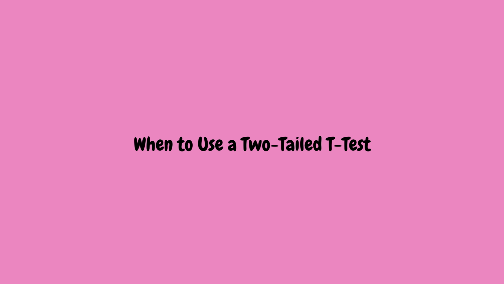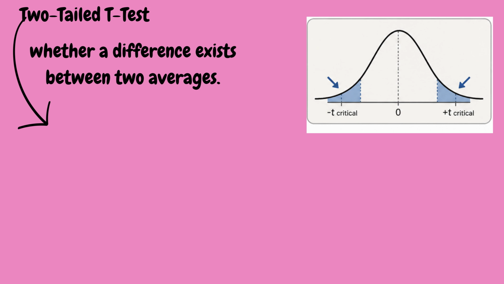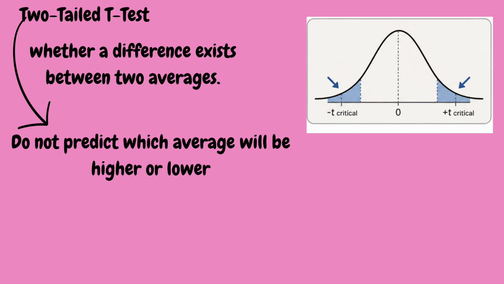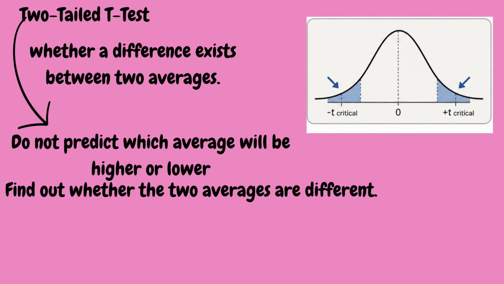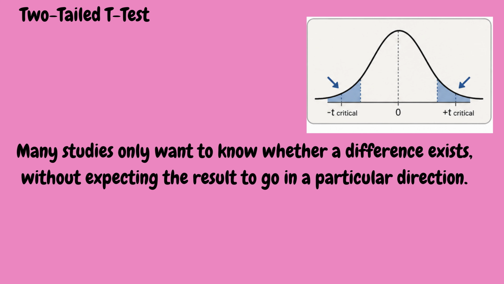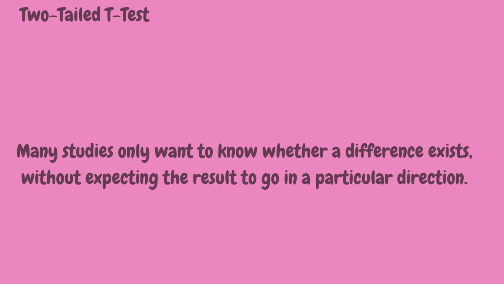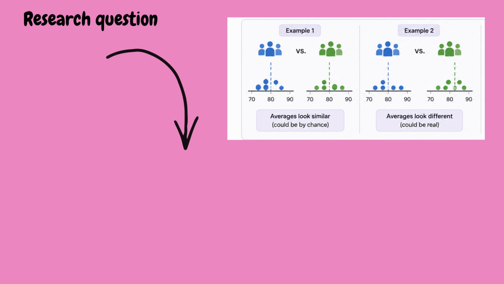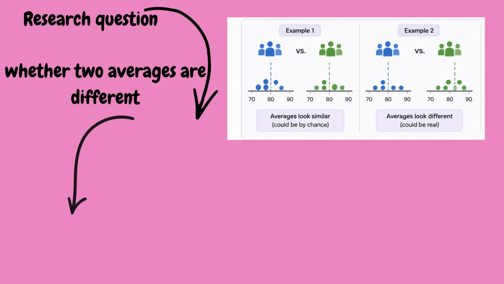When to use a two-tailed t-test: use a two-tailed t-test when you only want to know whether a difference exists between two averages. In this case, you do not predict which average will be higher or lower. You simply want to find out whether the two averages are different. This is the most common choice in research because many studies only want to know whether a difference exists, without expecting the result to go in a particular direction. If your research question simply asks whether two averages are different, then a two-tailed t-test is usually the appropriate option.